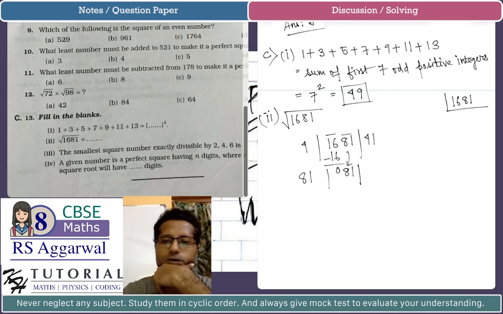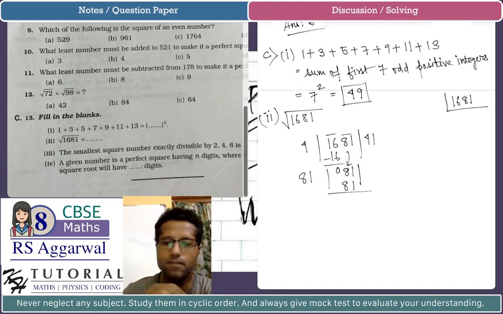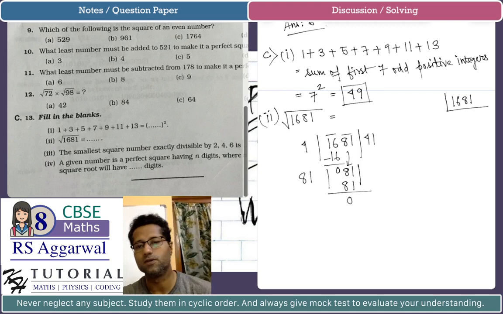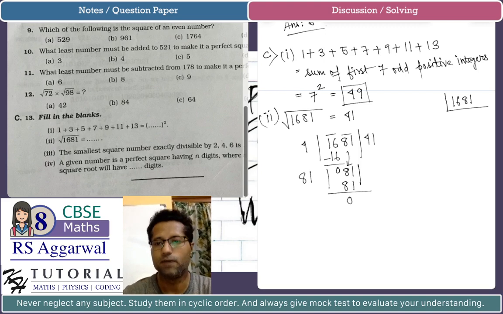Okay, so it was super easy with the long division method, which I could not figure out in the prime factorization method. Anyway, so we can see that the square root of 1681 is 41. Okay, fine. So 41 is the answer.